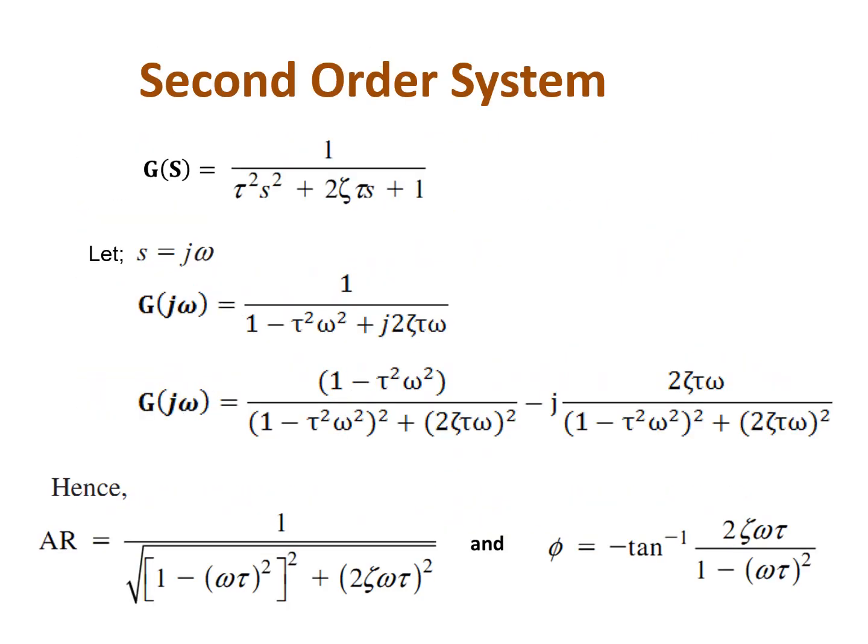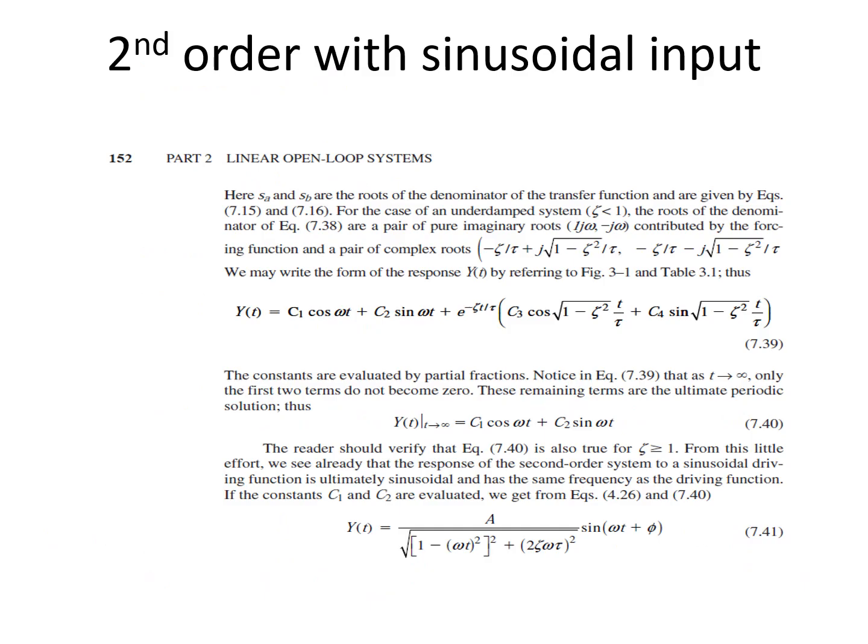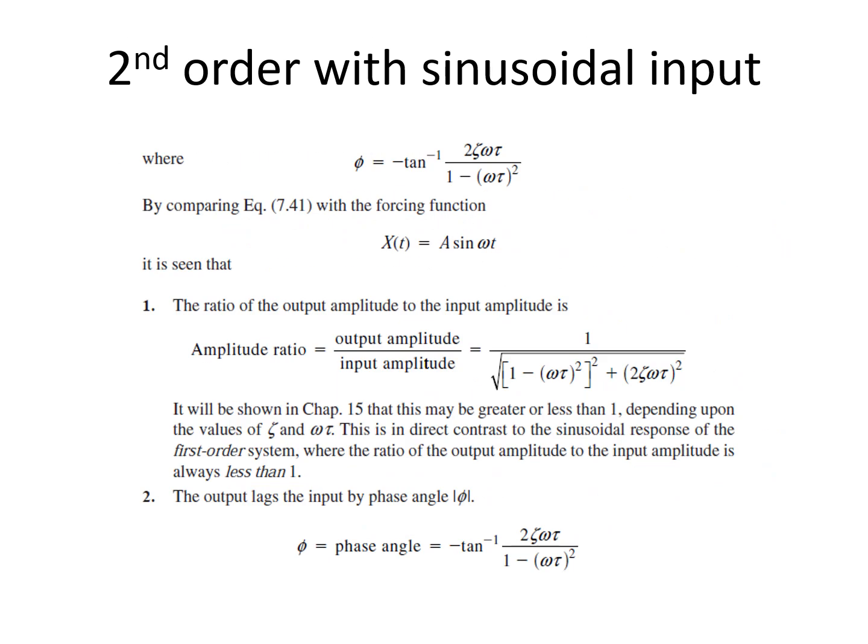For the second order system, also the AR depends on omega, and the phase lag depends on omega, the frequency. And the relation with before: the amplitude ratio is the output over the input. So the output amplitude divided by the input. Input is A, the output is A over this one, and then when we divide it becomes D. So this is the amplitude ratio when we plot the AR plot, and the phase angle plot is given in this form.